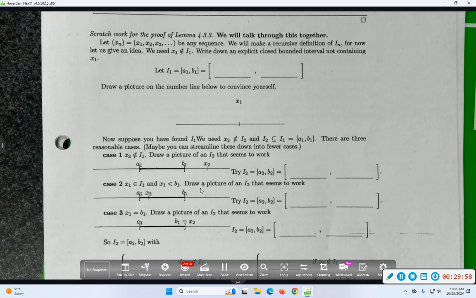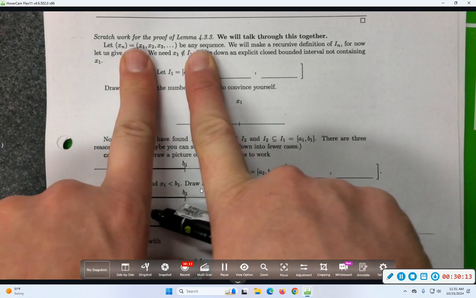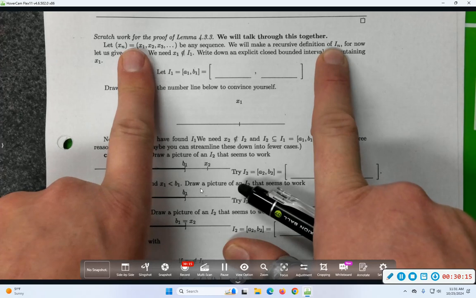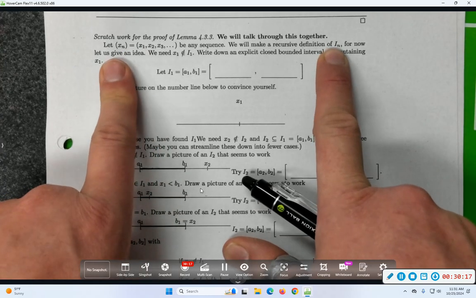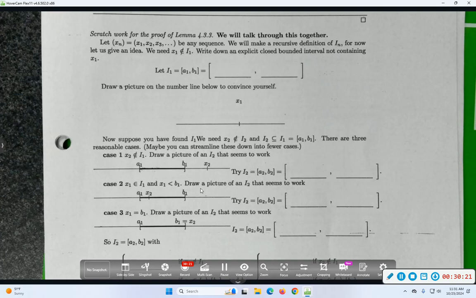So let's try to prove this by coming up with an example. And in order to construct a sequence of intervals, let's just start building them. So, scratch work. Start with a sequence. We'll come up with a recursive definition for In, but whatever. Let's start with the first step. I need x1 to not be in I1, and I1 to be a closed bounded interval.